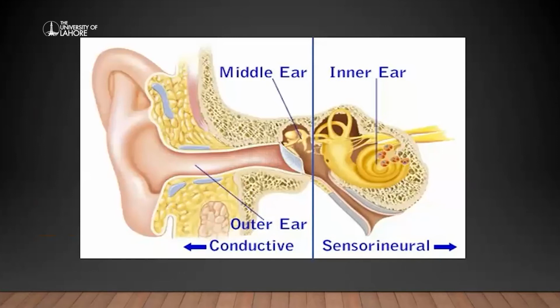So in this picture, if there is any anomaly in the conductive route of the ear, it causes conductive hearing loss. On the other side, if there is any anomaly or pathology in the cochlea, the vestibule, or the vestibulocochlear nerve, then we call it sensorineural hearing loss.